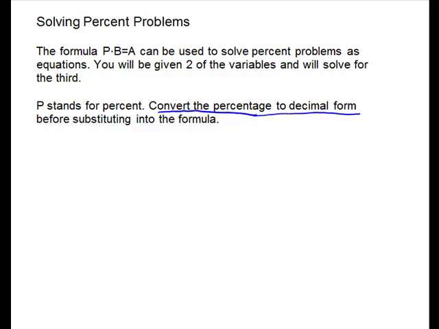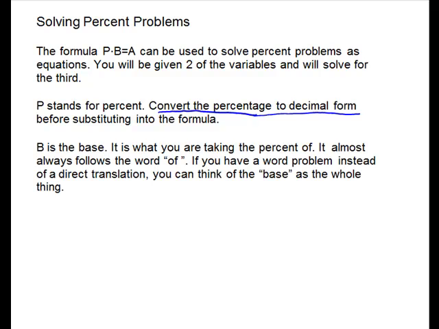P stands for percent. You will recognize it with the percent symbol or the word. Convert the percentage to decimal form before substituting into the formula. Remember, you can't calculate with that percent symbol on there. And to change it over to a decimal, drop the percent and move the decimal 2 places to the left.